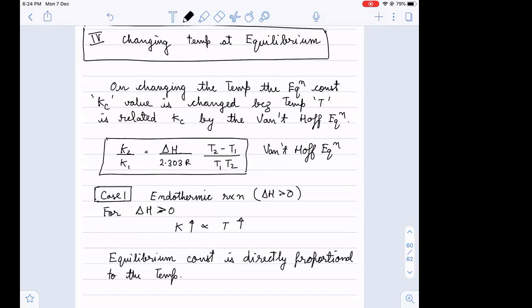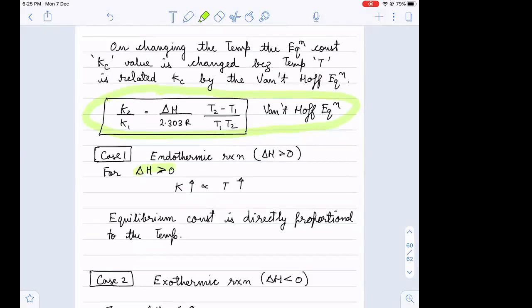Please, this is the Van 't Hoff equation. Very famous equation. It gives you the relation of the equilibrium constant with the change in the temperature. Now there are two cases in this. The variation of equilibrium constant depends upon delta H.